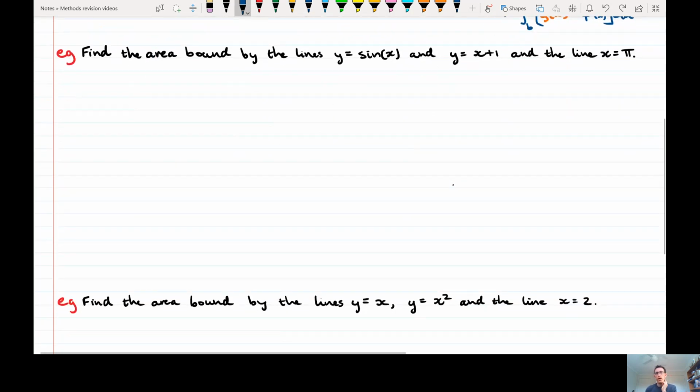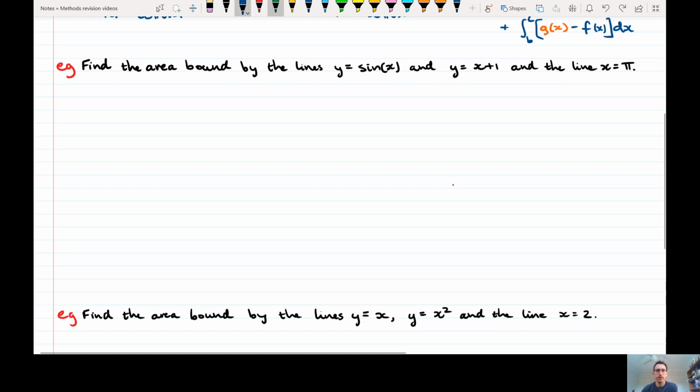Find the area bound by the lines y equals sine of x and y equals x plus 1 and the line x equals pi. So let's have a look at what these graphs look like. It's always good to look at what graphs look like. Makes your life a whole lot easier when you're trying to draw things. So sine of x does this, like that, and x plus 1 does this. And I'm asked to find the area between those two and the line x equals pi.